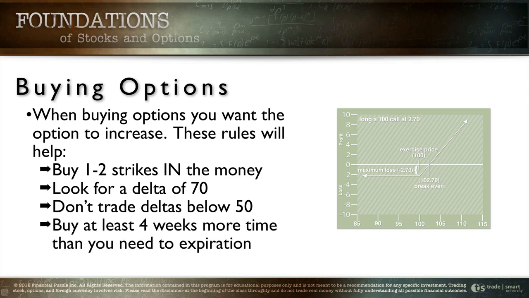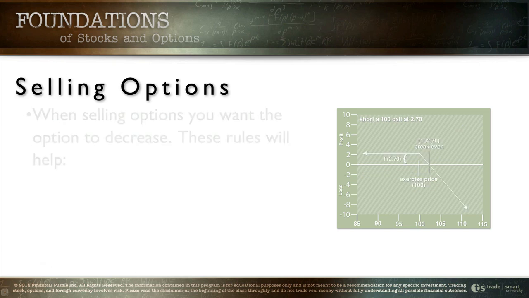Buy at least 4 weeks more time than you need to expiration. If you do this, premium will not decay against you nearly as badly. And then finally, look for open interest over 500. If you get open interest that's over 500, you're going to have a more liquid stock or more liquid option. These are your buying rules. Let me give you your selling rules.